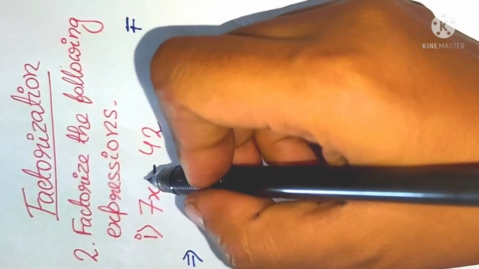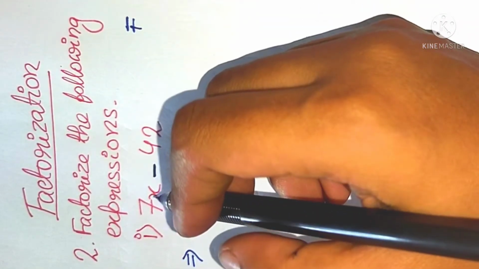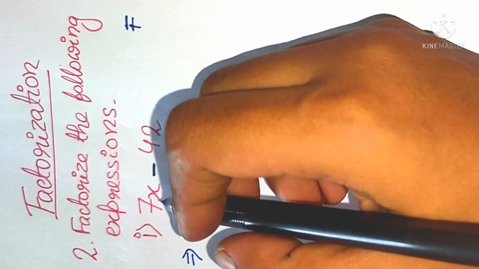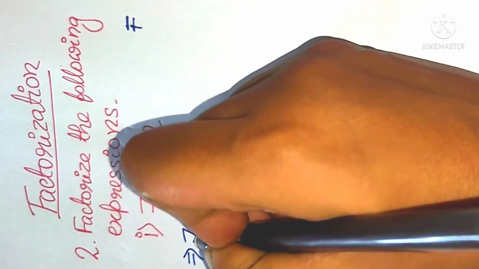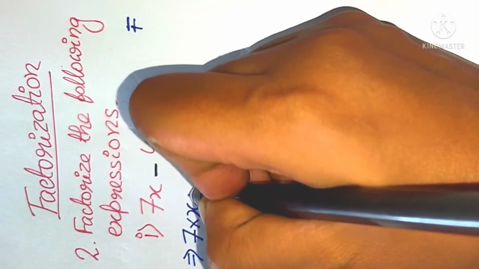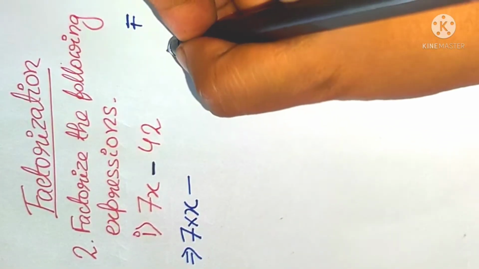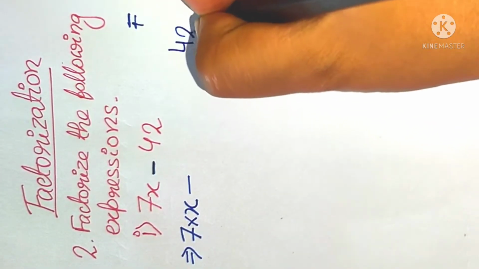So now let's start with the sum. Here we have 7x. 7 is a prime number, so you cannot further factorize it. So you will write it as it is. So 7 into we have x, so write 7 into x, minus we have 42. As 42 is not a prime number, we will find out the prime factorization of 42.